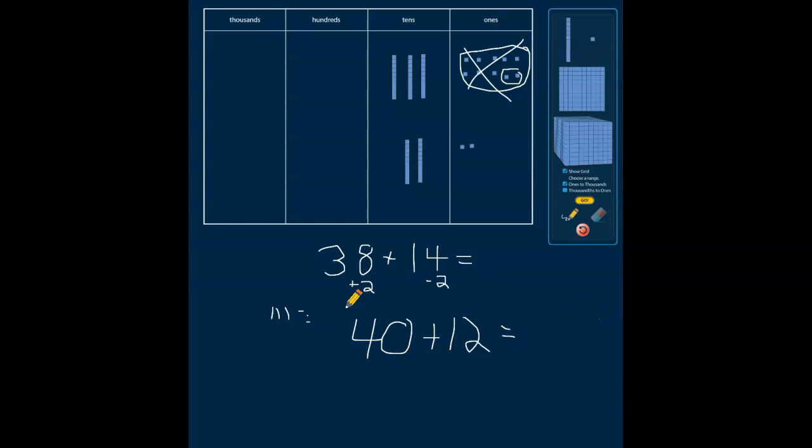So now I can combine 40 and 12 to get 52. I can either do that in my head, or I could use quick picks, because I know 40 plus one more 10, we've done this before, is 50, and I only have 2 ones. I don't have to worry about adding any more ones. So compensation is an excellent strategy for us to add 2-digit numbers. Let's do one more.